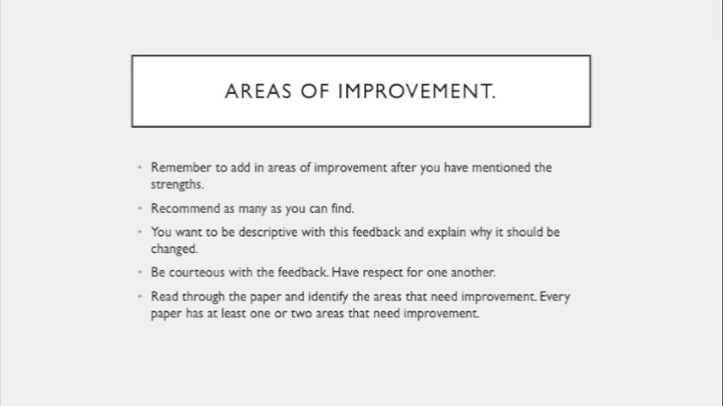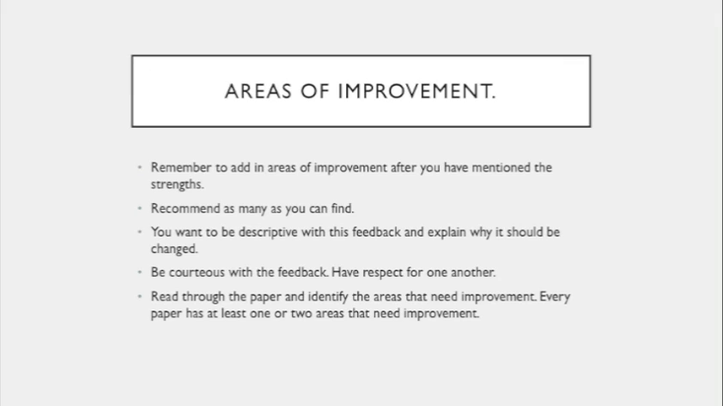You want to be descriptive with this feedback and explain why it should be changed. So if you notice something that is not sounding right or doesn't flow in your peer's paragraph 2, you have a suggestion on how to change it, explain how it should be changed, and go into details as to why it would benefit them. Be courteous with the feedback, have respect for one another. It is important that you do this in a professional manner and you're respectful at all times.